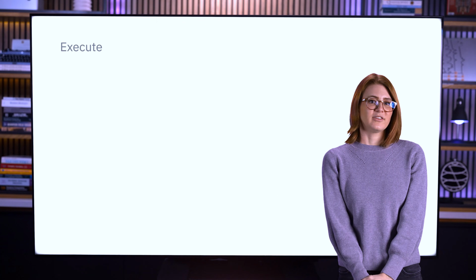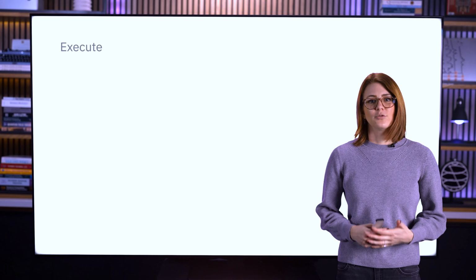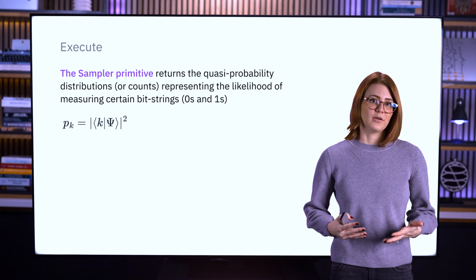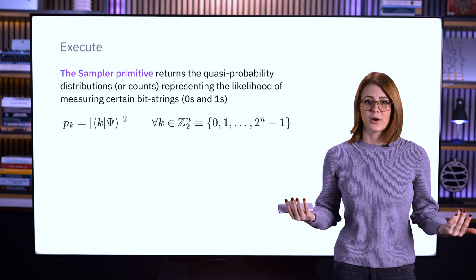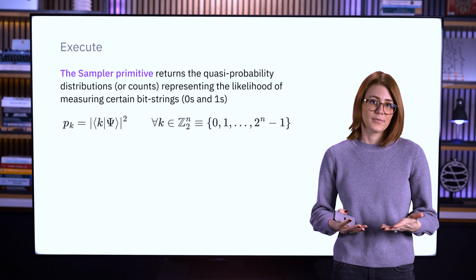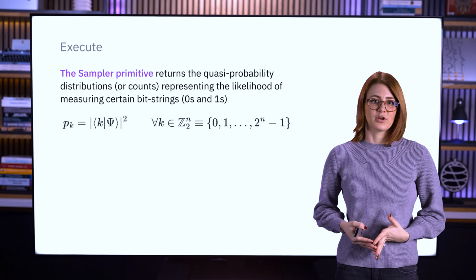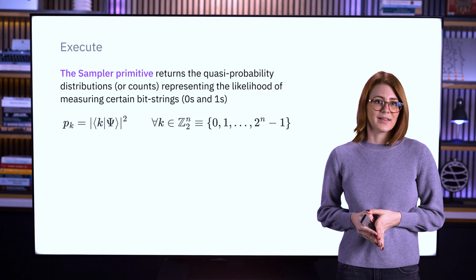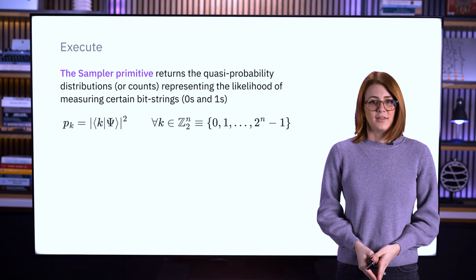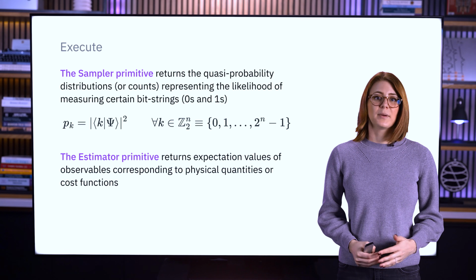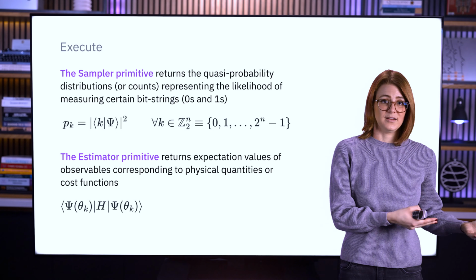Now we are ready to discuss the actual execution of a quantum circuit. The Qiskit runtime primitives provide an interface to IBM Quantum hardware, and they also abstract away error suppression and mitigation from the user. The sampler primitive returns the quasi-probability distribution, or counts, representing the likelihood of measuring certain bit strings, zeros and ones. The estimator primitive returns expectation values of observables corresponding to physical quantities.